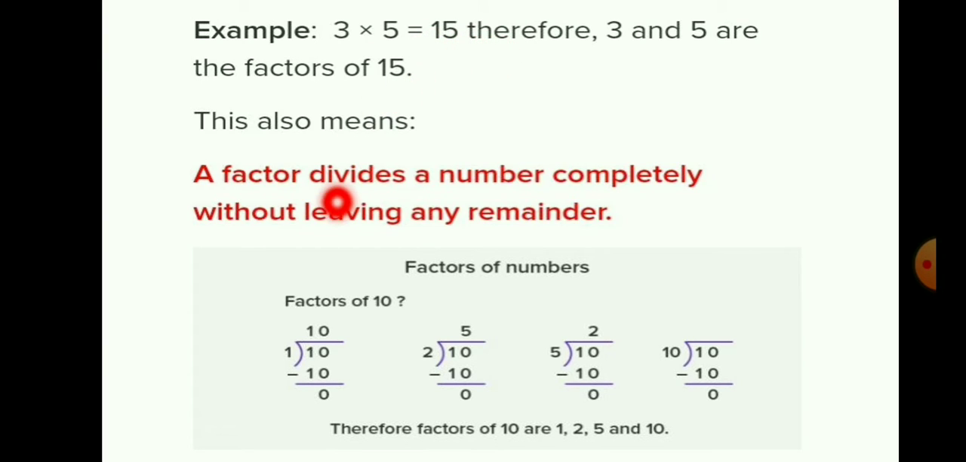And in this chapter, a factor also means a number which divides another number completely without leaving any remainder. It is called a factor. So see the example given below. Here 10 divided by 1, the remainder is 0. It is not leaving any remainder, so it is a factor. Then see the next part. 10 divided by 2, the quotient is 5 and the remainder is 0, and here also the remainder is 0. So these are called factors. A factor divides a number completely without leaving any remainder. That means dividing the number exactly.